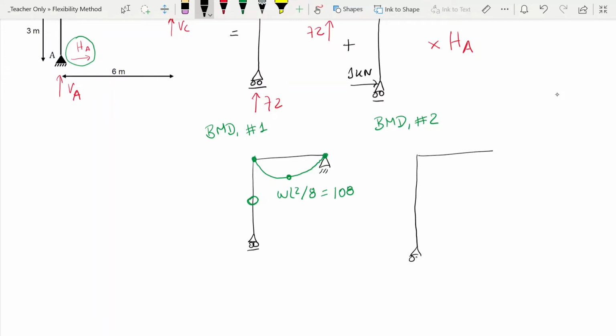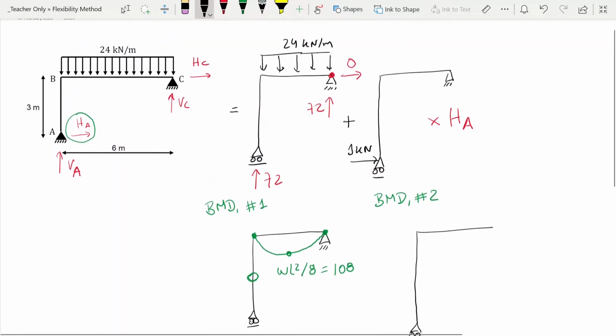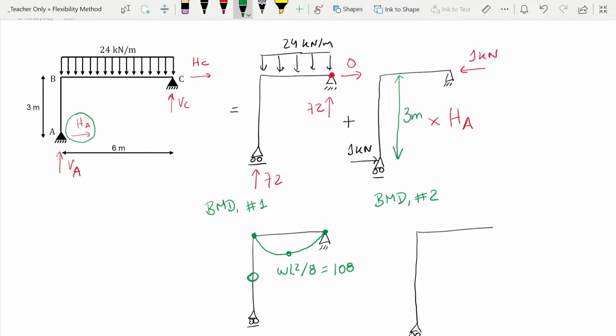So similar as before, let's do the reactions first here on the top. So what we know is we have 1 kilonewton to the right. So this reaction here has to be to the left, also 1 kilonewton. And now the entire torque caused by these two forces, since this distance here is 3 meters, is 3 kilonewton meter. And this is a counterclockwise torque, right?